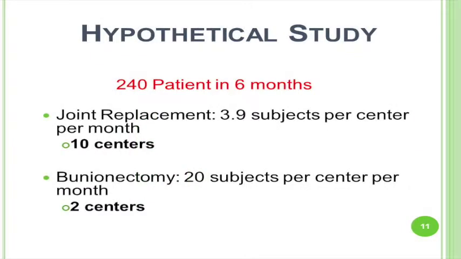Let's examine this hypothetical study, a late phase 2 or phase 3 acute pain study. It typically will have an N of approximately 240 patients, and in general, a nice recruitment time is about 6 months. Under those parameters, if you're doing a joint replacement study, the math necessitates that you need about 10 centers, whereas if you're doing a bunionectomy study, you only need 2 centers. And this fact is relevant not for business purposes, but for methodological purposes that have to do with variability reduction.